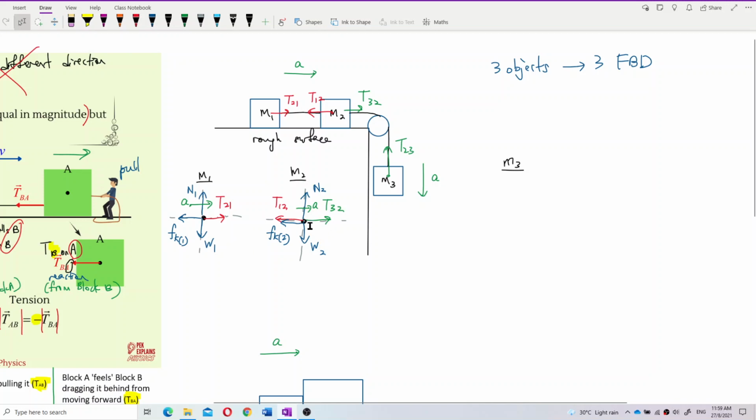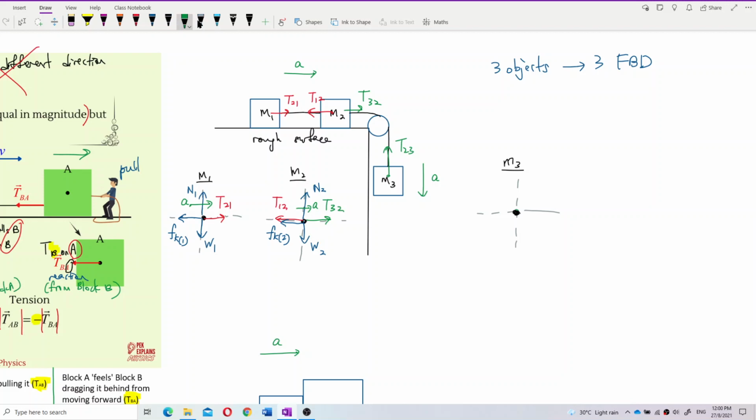So remember. And then for mass 3, how to draw it? What forces does it experience? Okay, let's draw. First, let's draw the axis, x and y axis. What force does it experience? It experiences the tension. Let's draw the point mass first. Don't draw the block, just draw the point mass.